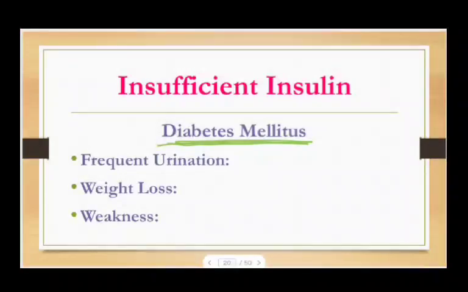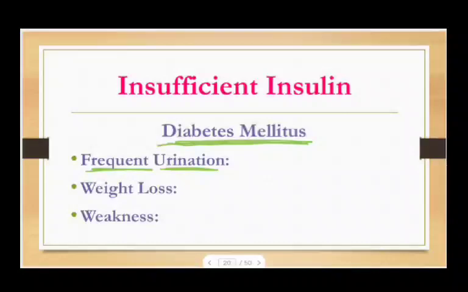What happens in diabetes? Frequent urination. That means you keep going to the bathroom very, very frequently. Unusual weight loss. And then weakness in the body. All right, children.